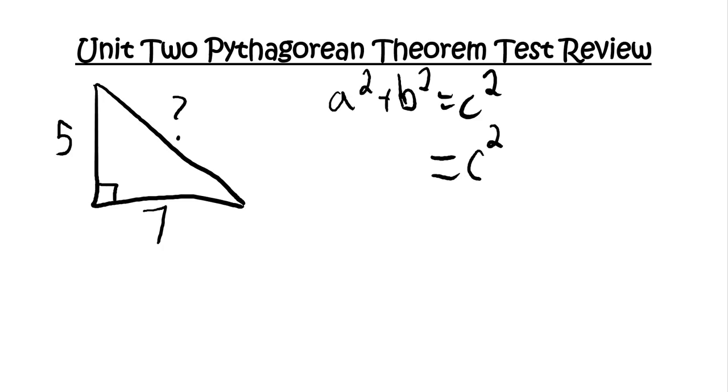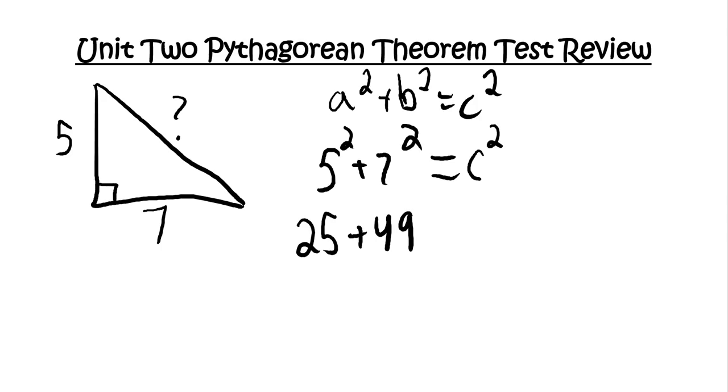So we are looking for c in this case because c is always the longest side, and a and b are the shorter sides. So I could either put 5 squared plus 7 squared or 7 squared plus 5 squared. I'm going to do 5 squared plus 7 squared equals c squared. That gives us 25 plus 49 is equal to c squared. You do not add those up and put them on the right-hand side. Remember, you're going to keep c on the right-hand side, and you are solving for that c.